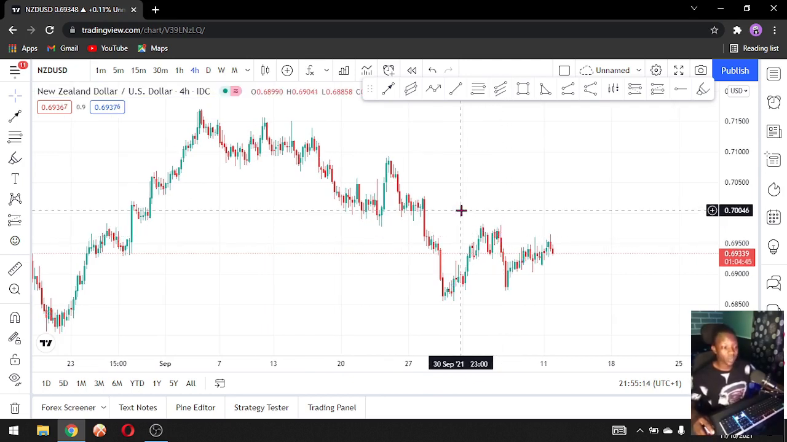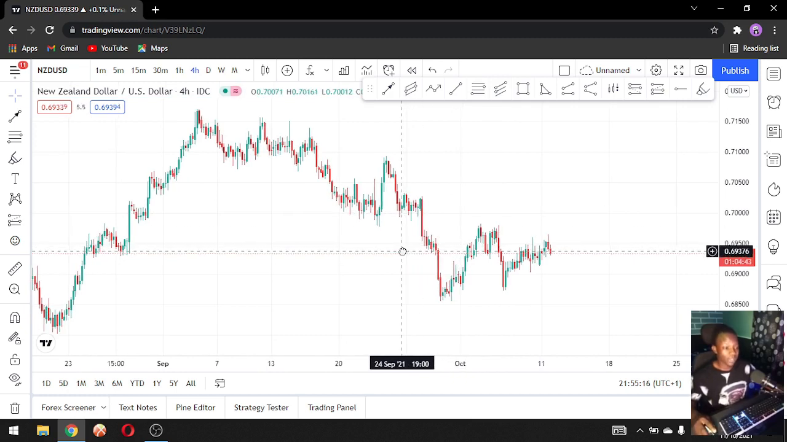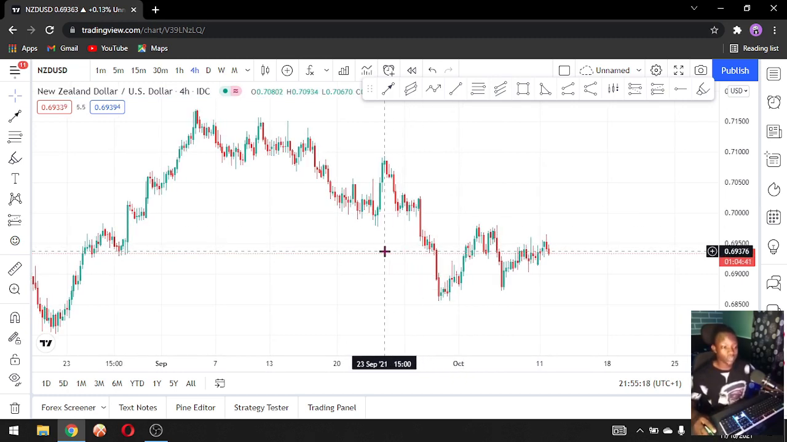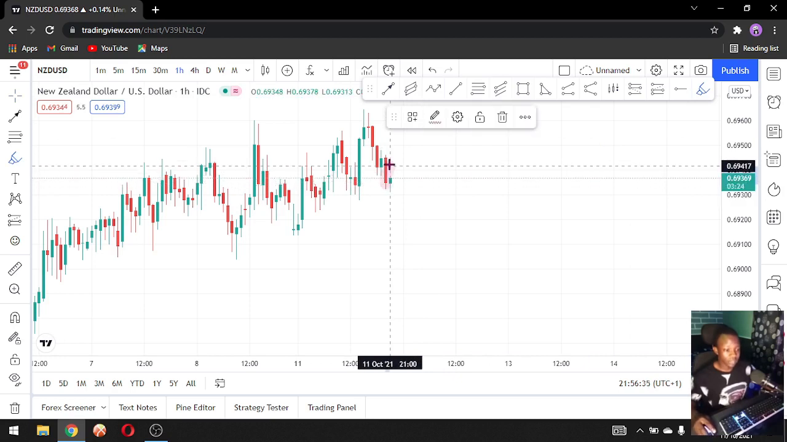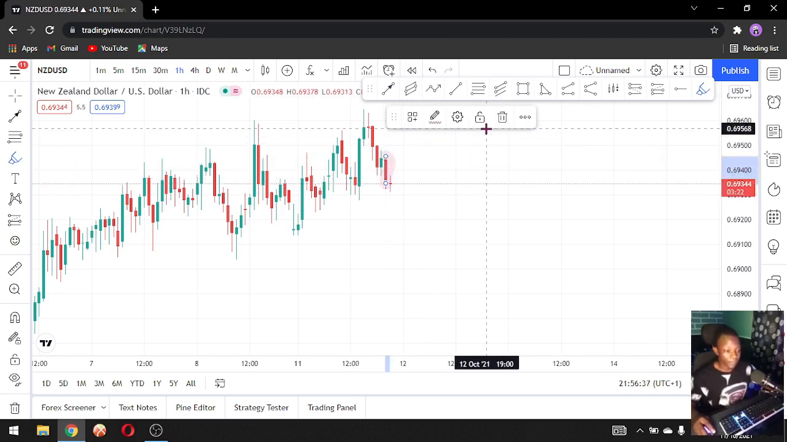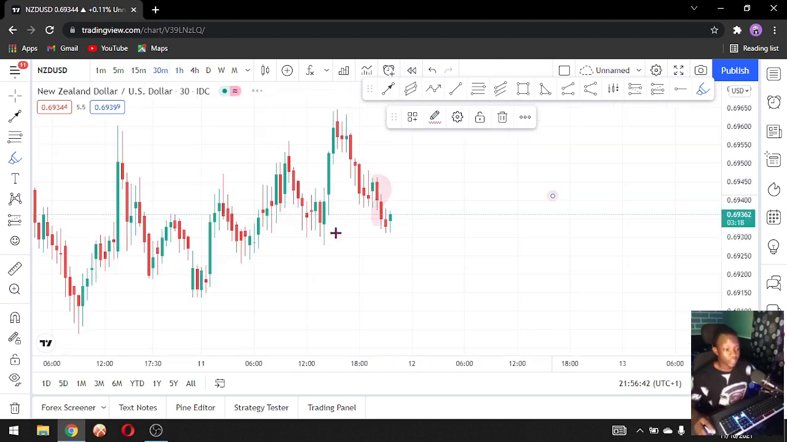You should know that one candlestick in the 1-hour time frame is equal to 2 candlesticks in the 30-minute time frame. If I highlight one candlestick in the 1-hour chart, you will see 2 candlesticks in the 30-minute chart. So the higher the time frame, the fewer candlesticks you will see.